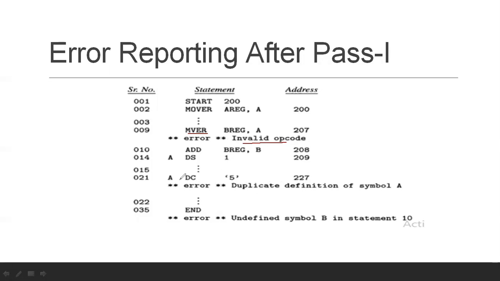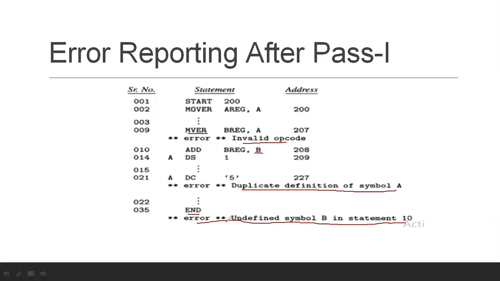ADC 5227. Now here A is declared twice. This A is declared as DS as well as A is declared as a constant. So duplicate definition of symbol A is not allowed. That's why this is also an error. Now at the END statement, we have not found the symbol B, which is used at serial number 10 or address 208. So at the end, the error is reported as: the undefined symbol B is in statement 10.